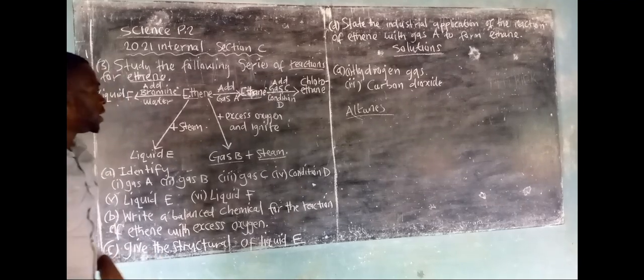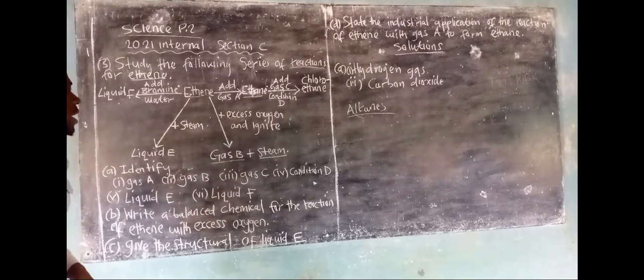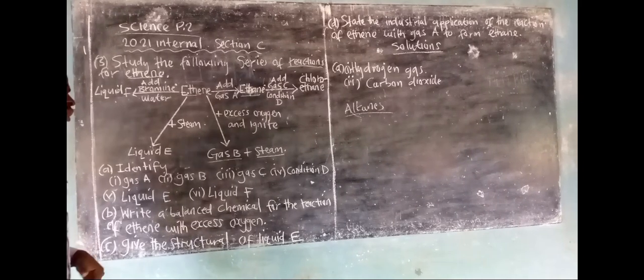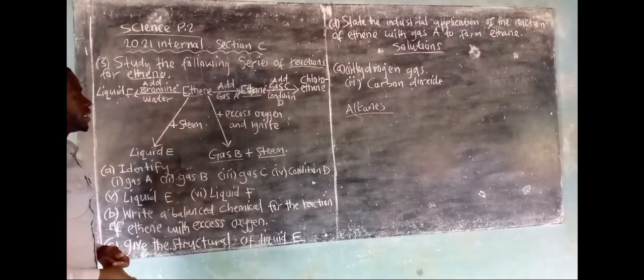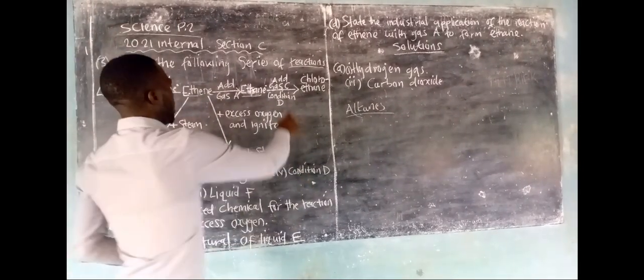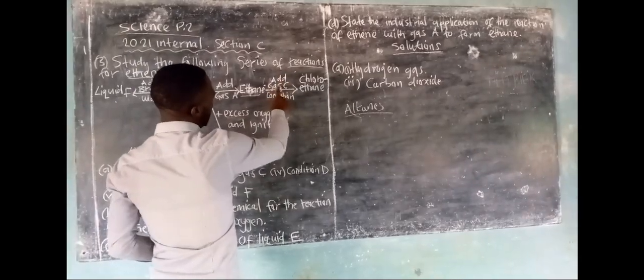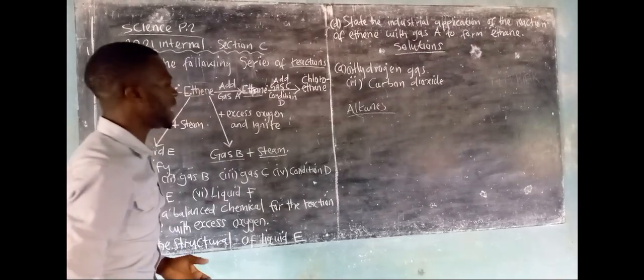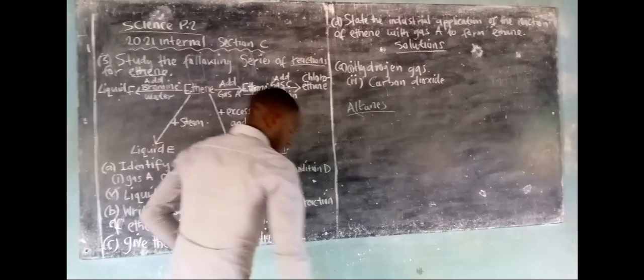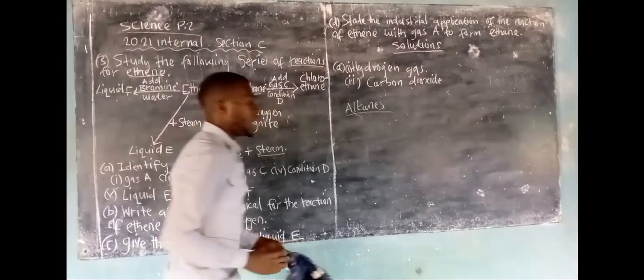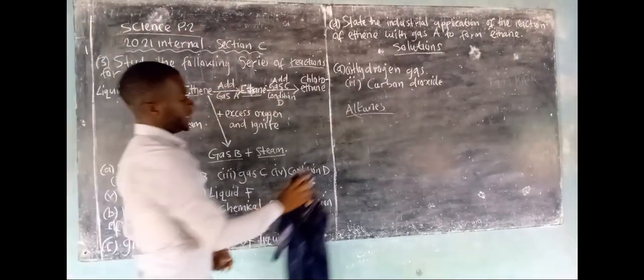Okay? So when they undergo substitution reaction, they do so with the halogens. Okay, so meaning gas C should be a halogen. Now what are halogens? Okay, halogens, these are group 7 elements.